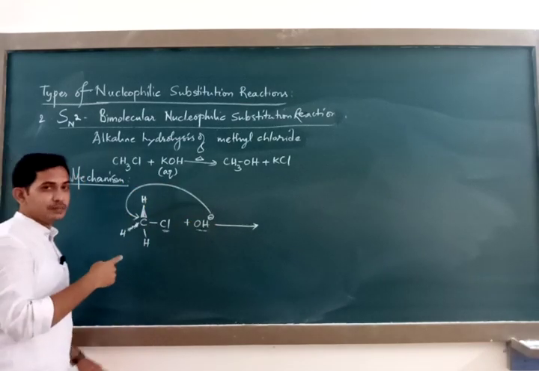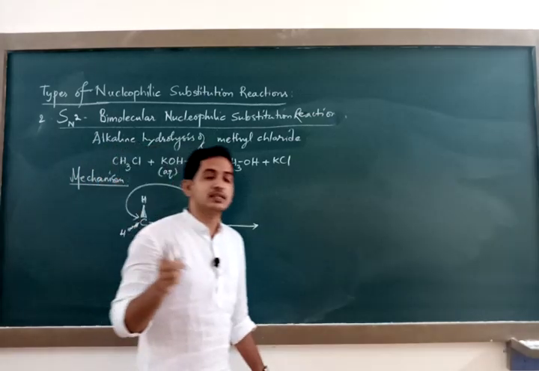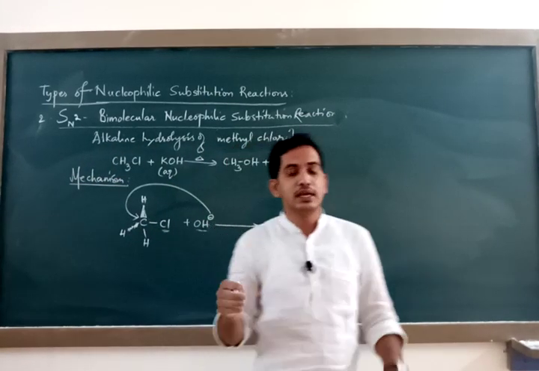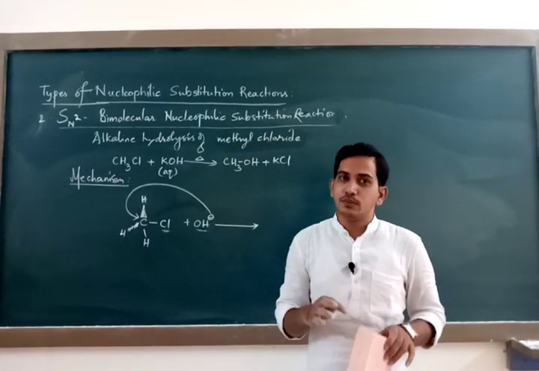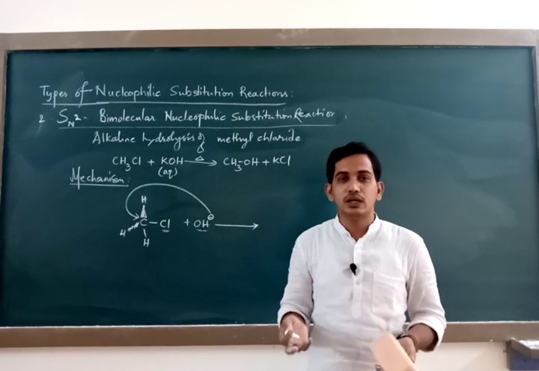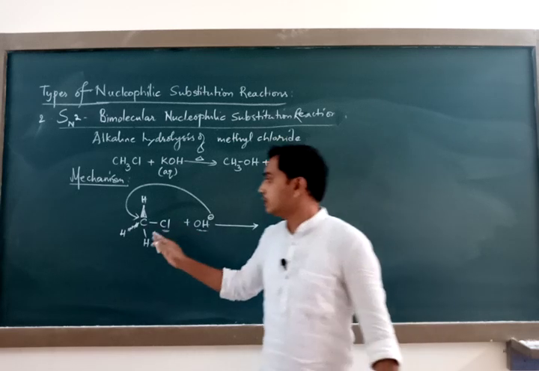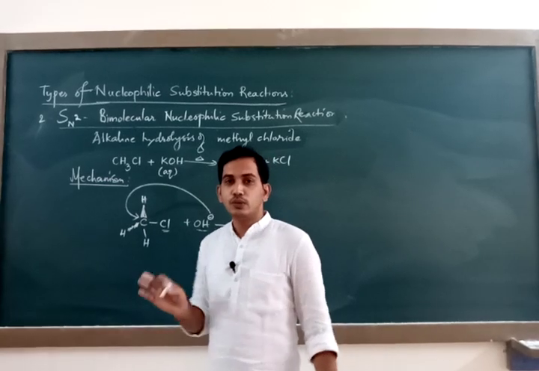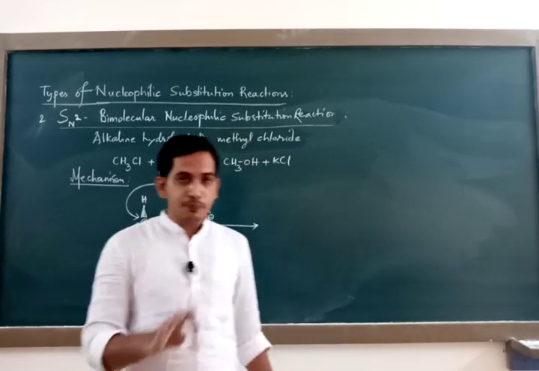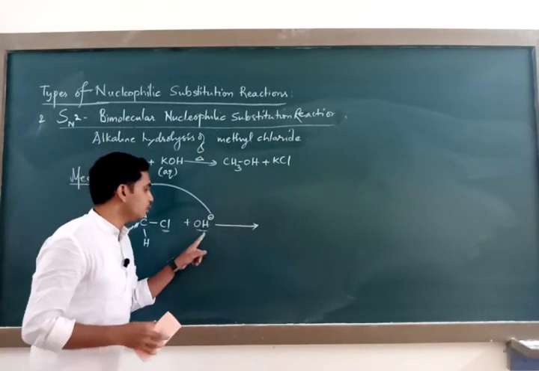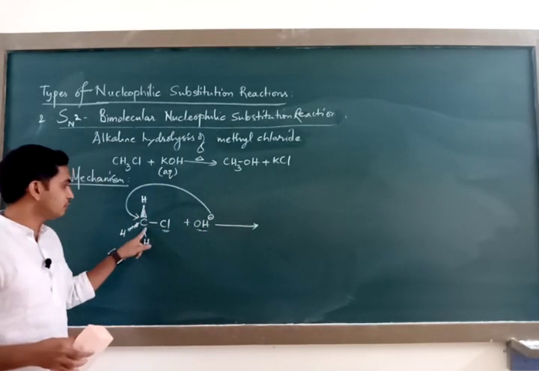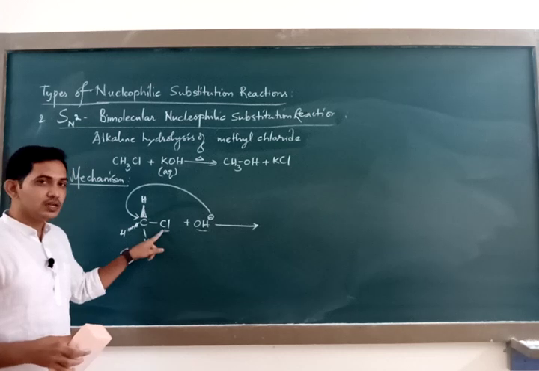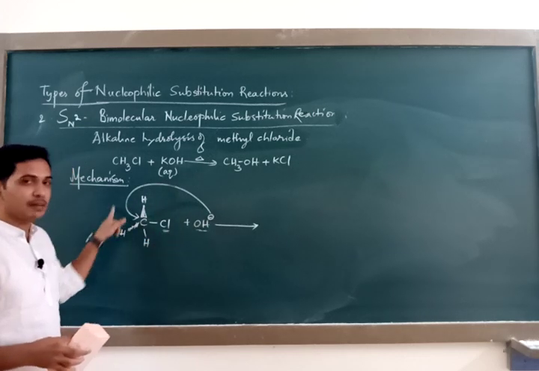This is very important, because in the earlier SN1 reaction, the incoming nucleophile OH minus can attack the tertiary butyl carbon from any side because it was a planar molecule. Here methyl chloride is not a planar molecule. This molecule being non-planar, therefore OH cannot attack carbon from the front side where chlorine is present. It should attack carbon from the back side.